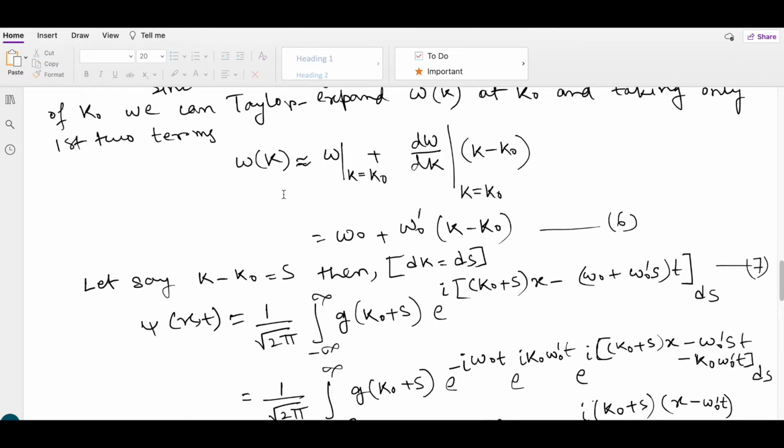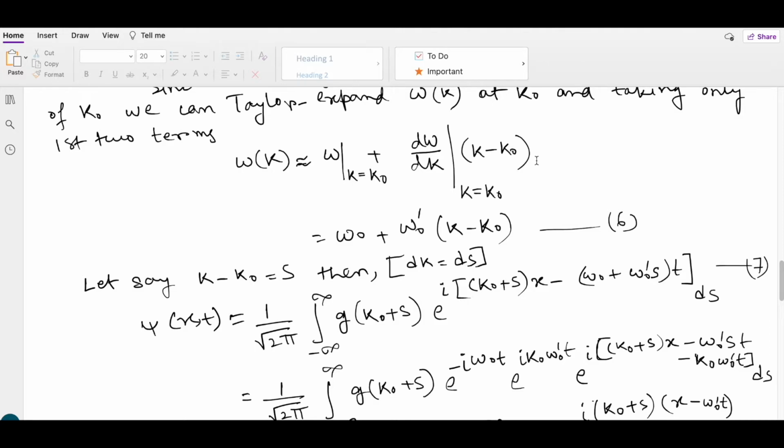So omega equals omega at k naught plus d omega by dk at k naught into k minus k naught, neglecting the other higher terms. So I am writing omega naught as the value of omega at k naught, and omega naught prime is the derivative of omega with respect to k at k equals k naught. So we get equation 6.